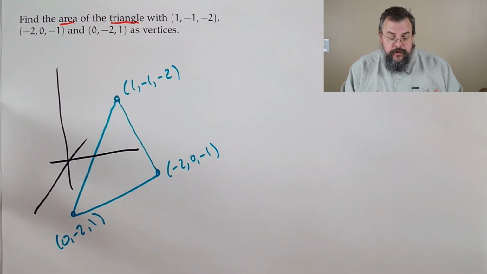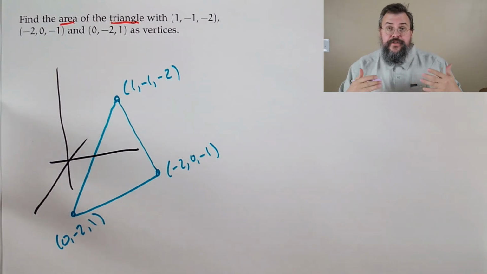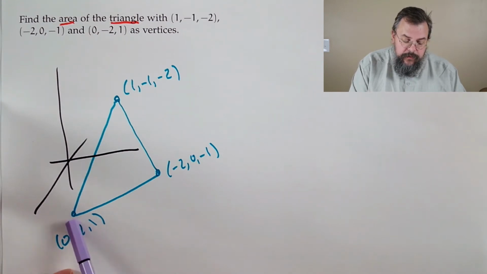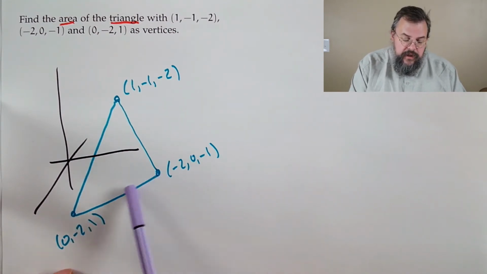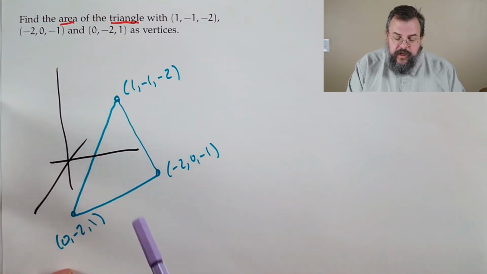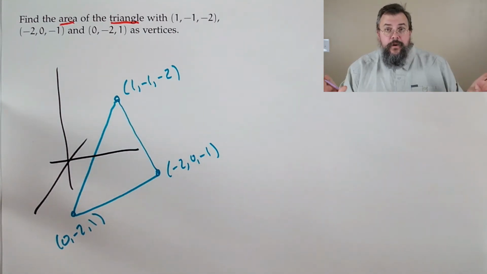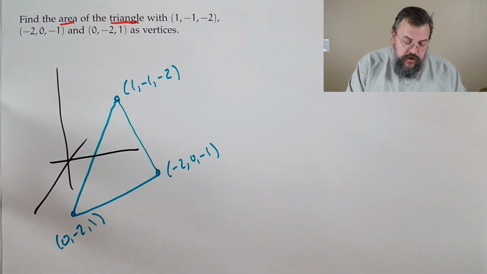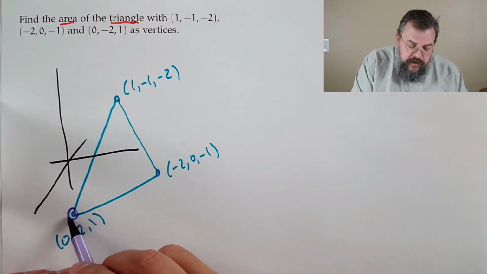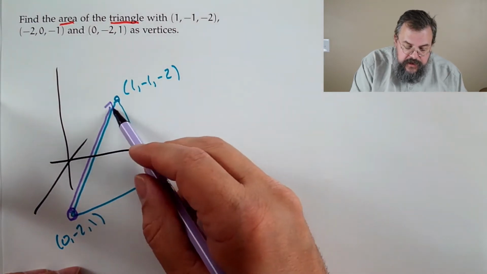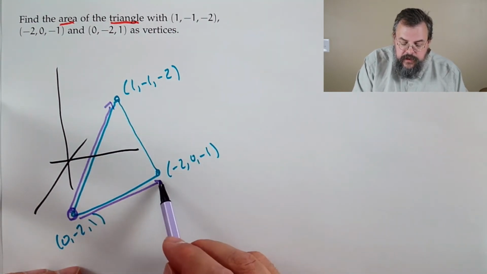Well, what we do is we create vectors, and there's actually a lot of choices here because you can go from this point to that point or that point to that point. There's all sorts of vectors. What I recommend is just pick a corner. Any corner will work. So I'll pick this corner. Nothing special about it. And I'm going to create the vectors that go to the other two corners.